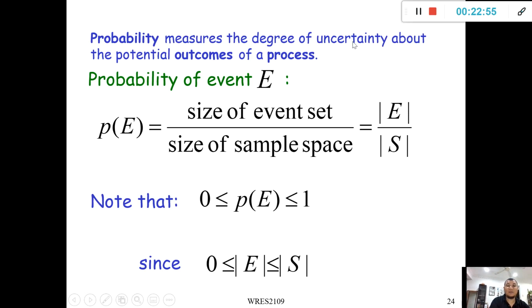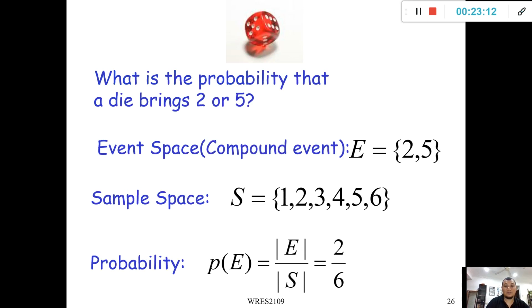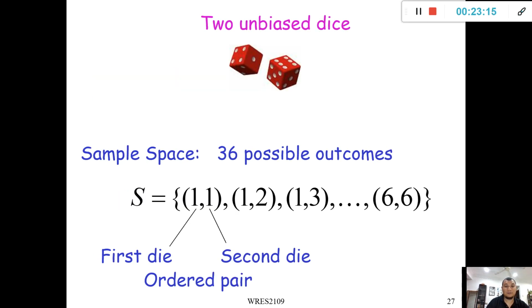Probability measures the degree of uncertainty about the potential outcome of a process. So the probability of E is the size of E over the size of the sample space. You know this one. The probability cannot be more than 1. So the probability that the dice brings 3 is 1 over 6. For 2 or 5, it is 2 over 6.